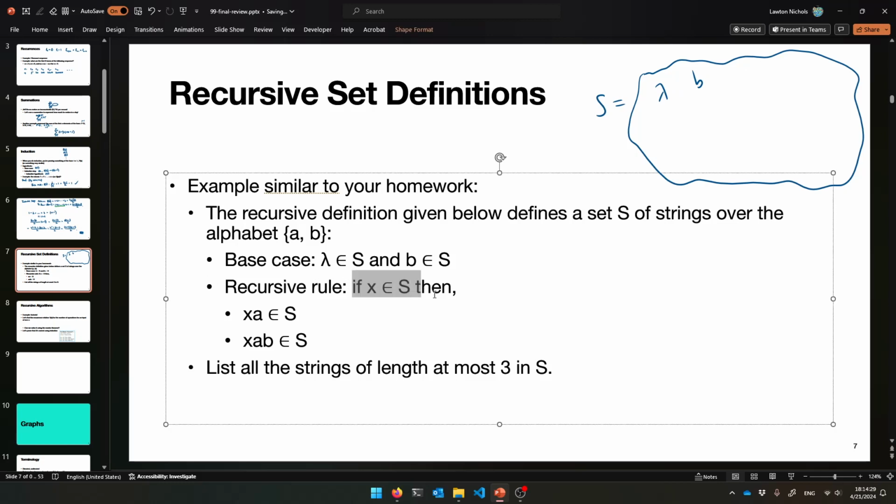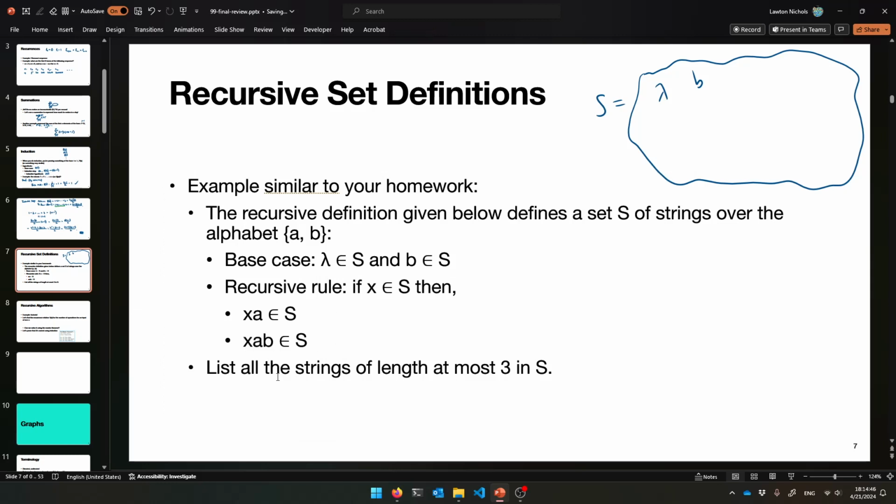And then, here's our recursive rule. If we have something in S, then we also must have that thing with an A at the end. That's an S. Okay, so you can add an A at the end. We know that's there. That should be an S. And then also, if you have something in S, that thing plus AB at the end should also be an S.